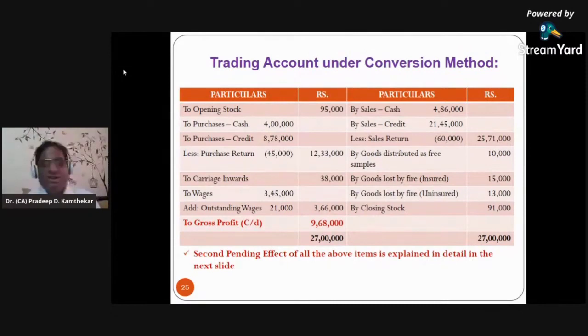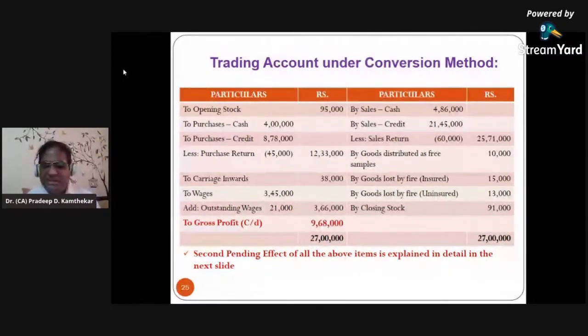The debit effect goes on the profit and loss account debit side, as we write there advertising, and in bracket you can write goods distributed as free samples.